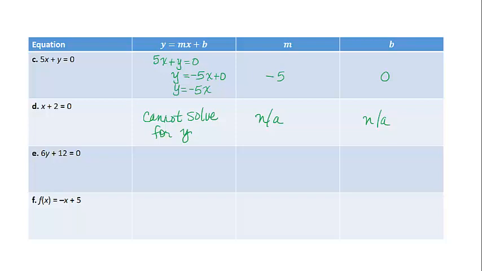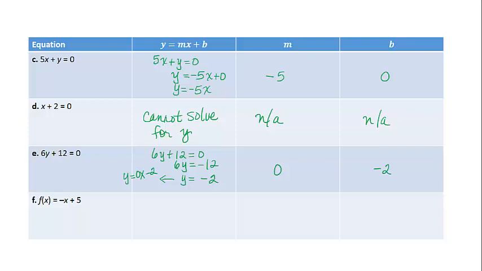The 6y plus 12 equals 0. We can solve that equation for y. We get 6y equals negative 12. Dividing by 6 gives us y equals negative 2. Now understand that is just a constant term. There's no x variable in this equation, so the value of b is negative 2. The value of m is understood to be 0 because this is really equivalent to y equals 0x minus 2.